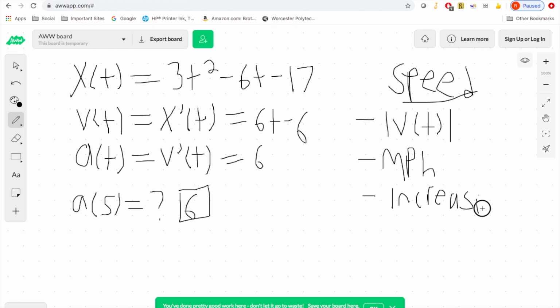But yeah. And most importantly for us immediately is when speed is increasing. So speed is increasing if v of t and a of t, in other words, velocity and acceleration, have the same sign.